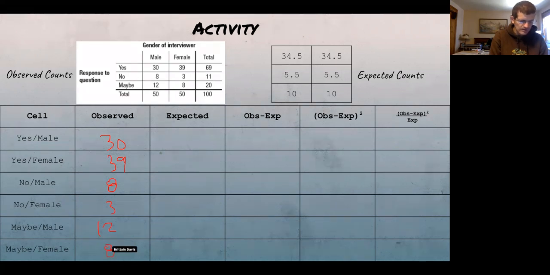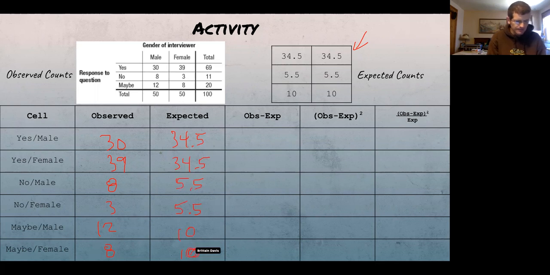The expected, I copied those down right here, so I can just put those in: 34.5, 34.5, 5.5, and the same, and then 10 and 10. All right. So observed minus expected, we're going to see a nice thing come about as we do this. We get the same number twice, just different signs. So I'm going to get 4.5 for both of these, negative 4.5, of course. Now I'll get 2.5 and negative 2.5. And I'm going to get 2 and negative 2.